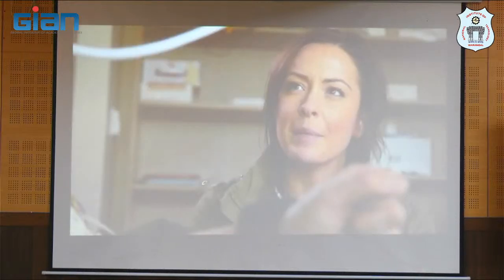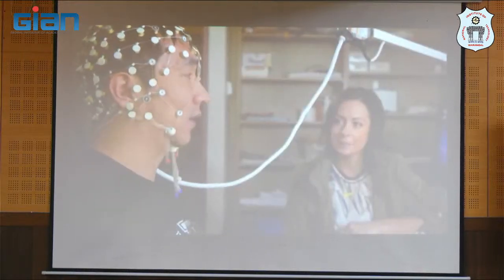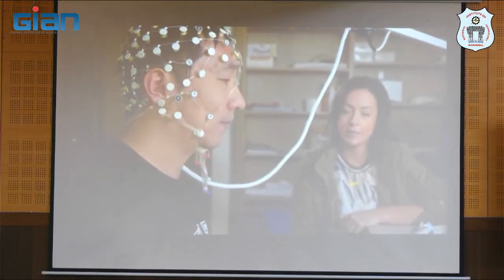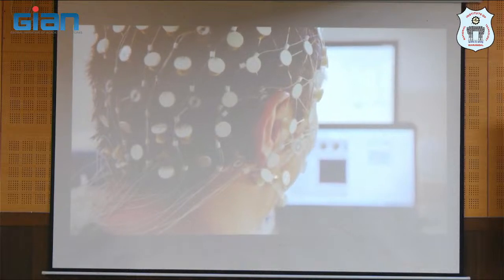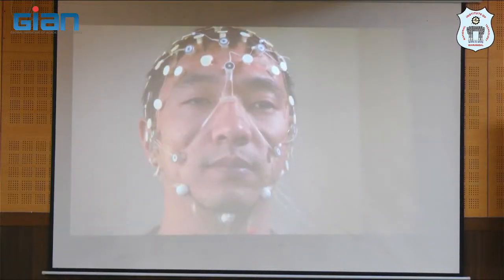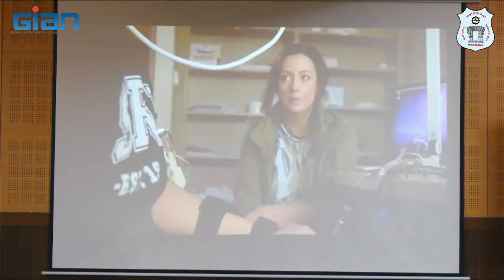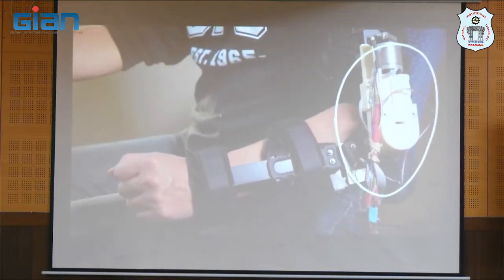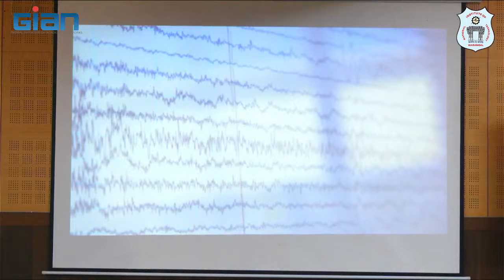What are you thinking about to make the arm move? Just grasping my hand. Grasping your hand, yeah, and that allows it to bend. He doesn't have to grasp his hand, he just thinks about doing it. There! That's not him moving his arm. That's the arm brace receiving his brain signal from the computer.